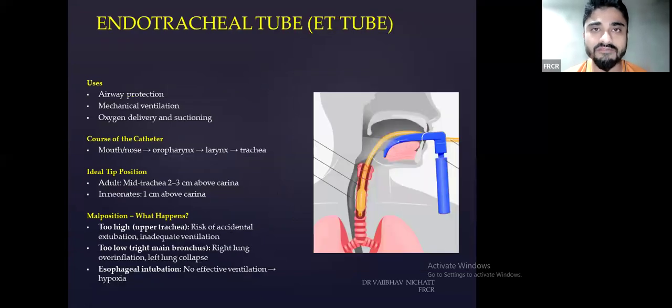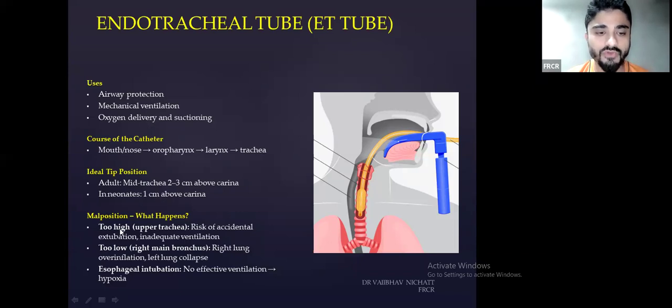Coming to the endotracheal tube, we discussed it when we were dealing with the series of adult lines and tubes. So what are the uses of the endotracheal tube? For airway protection, for mechanical ventilation, and for oxygen delivery and suction. For the course, we can put it via the nose or mouth, then it goes into the oropharynx, larynx, and trachea like this. The ideal tip position in adults, like we have discussed, is 3 centimeters from the carina. However, in neonates, it should be 1 centimeter from the carina.